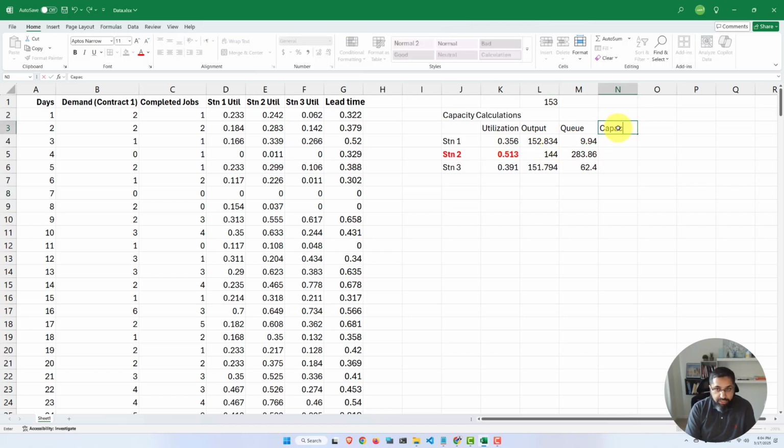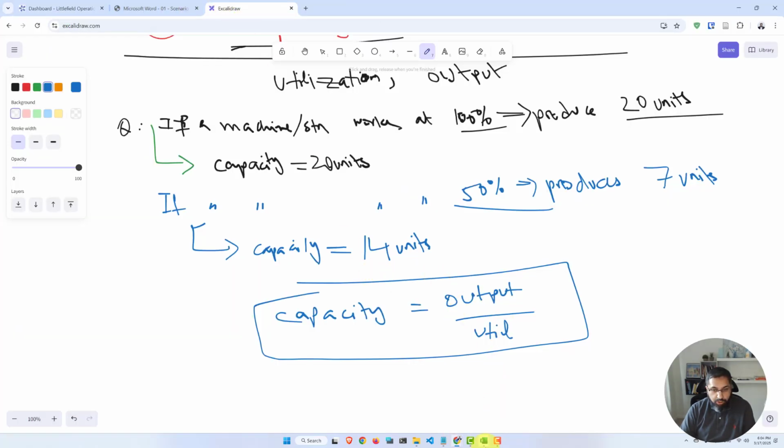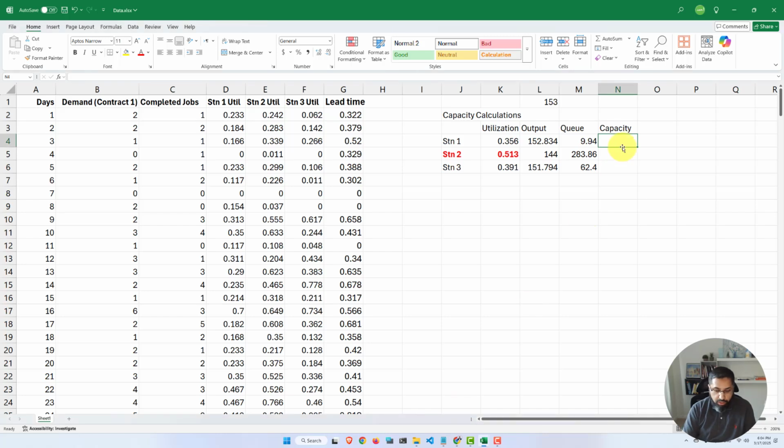Then your capacity, as we discussed, is going to be output over utilization. So I take the output and I divide by the utilization. And this is over 50 days. I want capacity per day, so I'm going to divide this, which is the capacity over 50 days, by 50 to get capacity per day. That's 8.58.